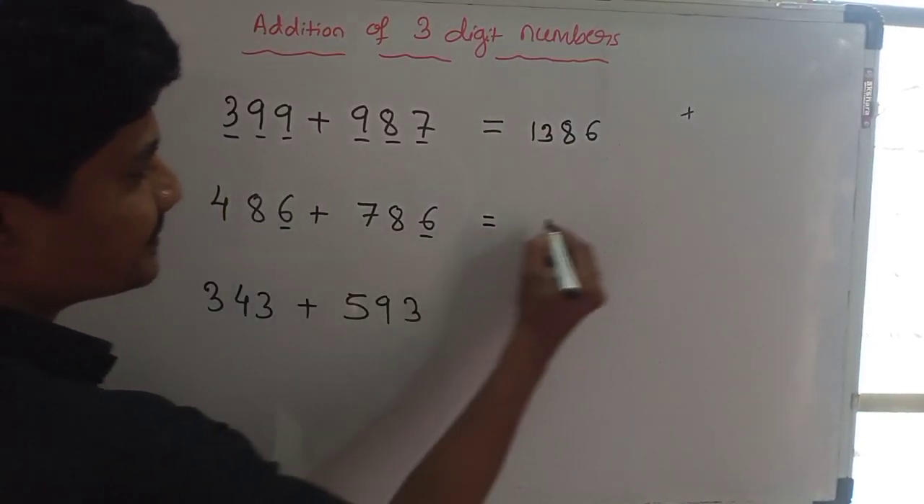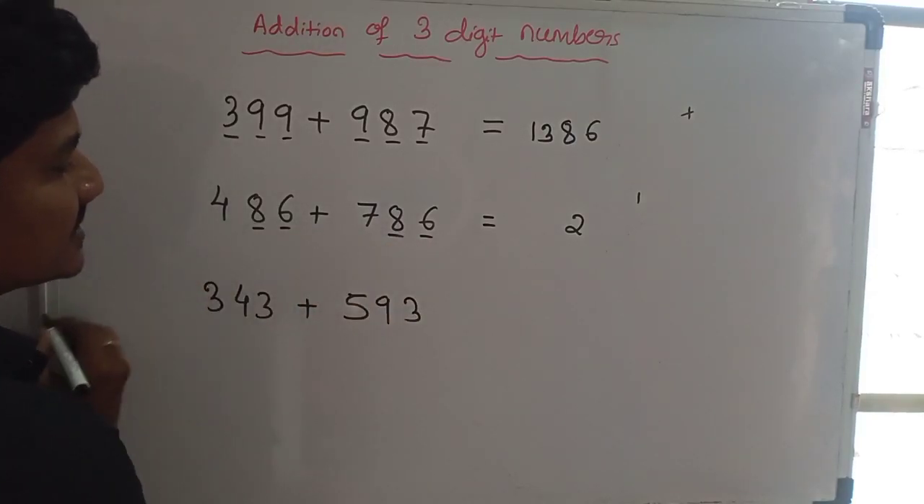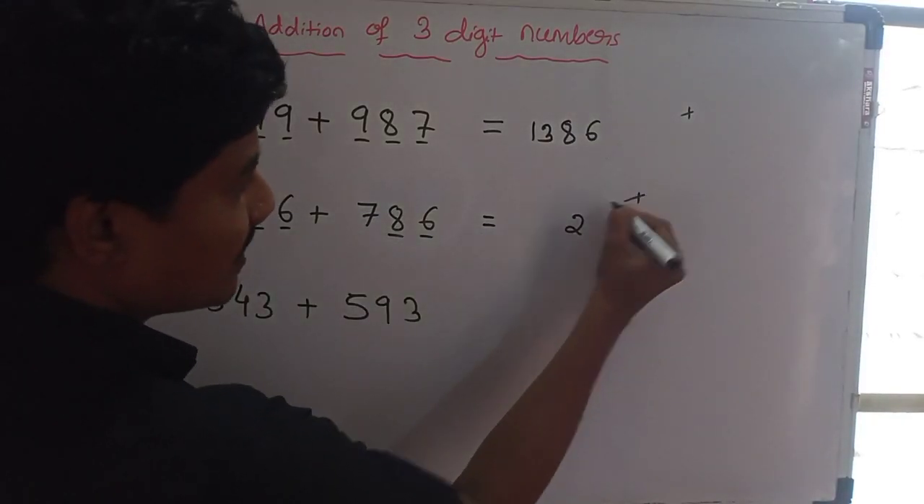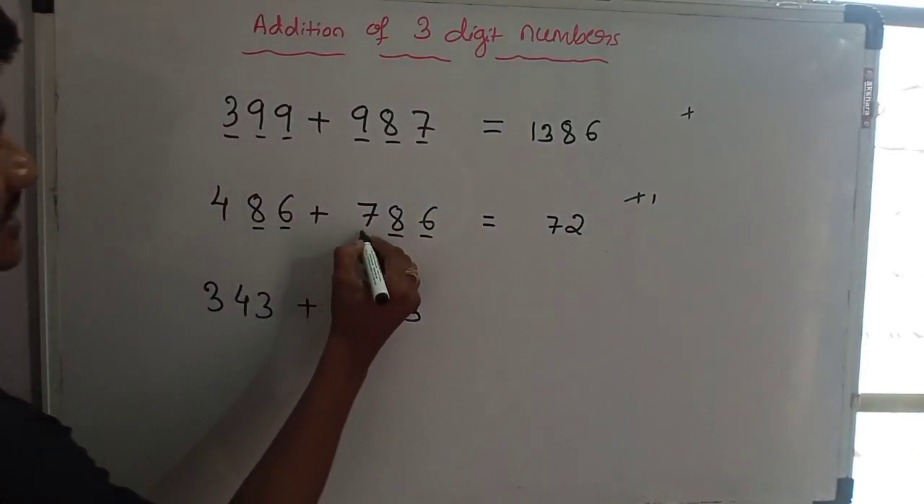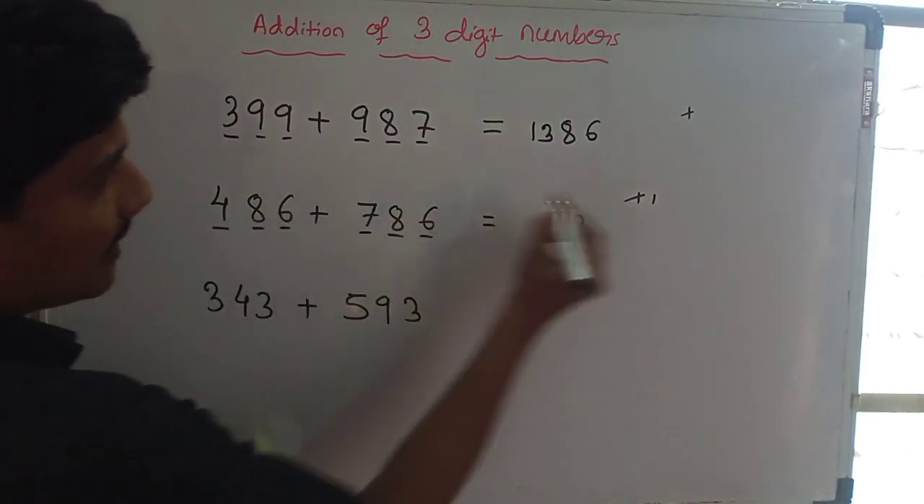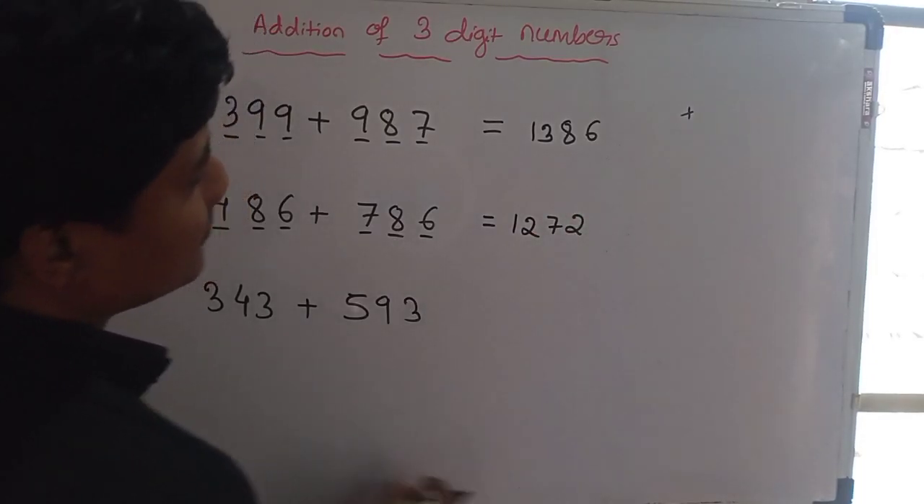6 plus 6 is 12, carry 1. 8 plus 8 is 16, 16 plus 1 is 17, carry 1 again. 7 plus 4 is 11, 11 plus 1 is 12. 1272 is the answer.